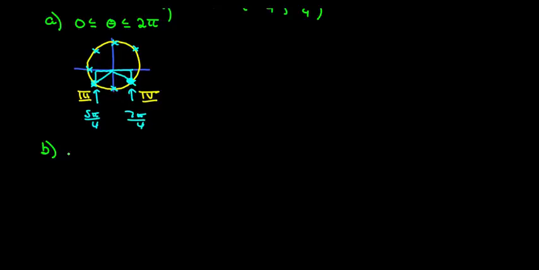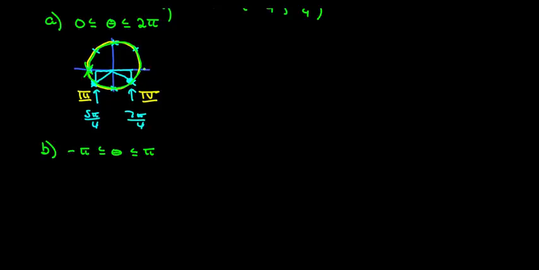For B, we're asked for angles between negative pi and pi. So they're the same angles. Okay, so let's look at our diagram. Negative pi is from here to here, and positive pi is that angle.